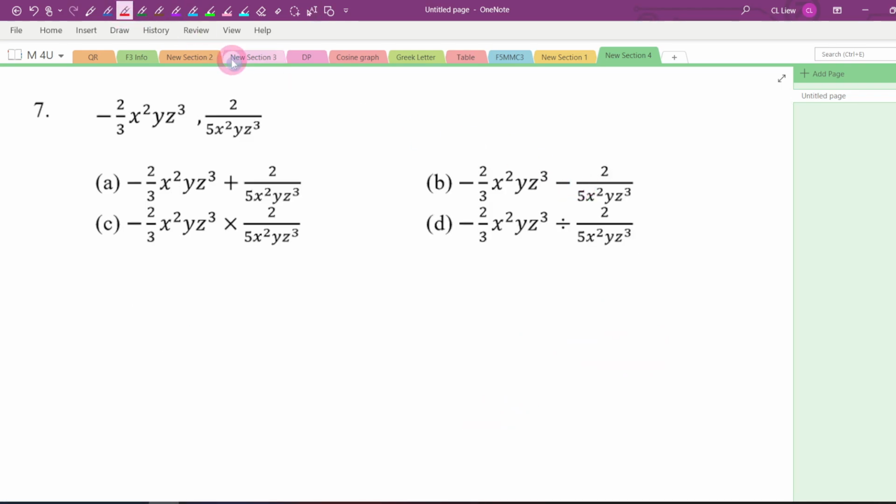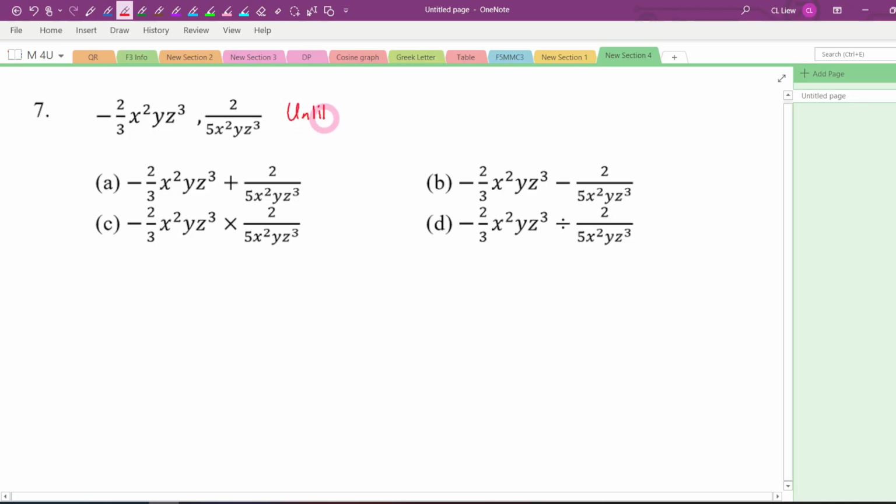Let's try the last questions. Are these two terms like terms or unlike terms? Now you know this is unlike terms, right? Some students might think they are like terms because x squared, y, z cubed, but they are unlike terms. Why? Because this is actually 2 over 5, x power negative 2, y power negative 1, and z power negative 3. So their powers are actually different. This is 2, this is negative 2. This is 1, this is negative 1. This is power 3, this is power negative 3. So these two are unlike terms.